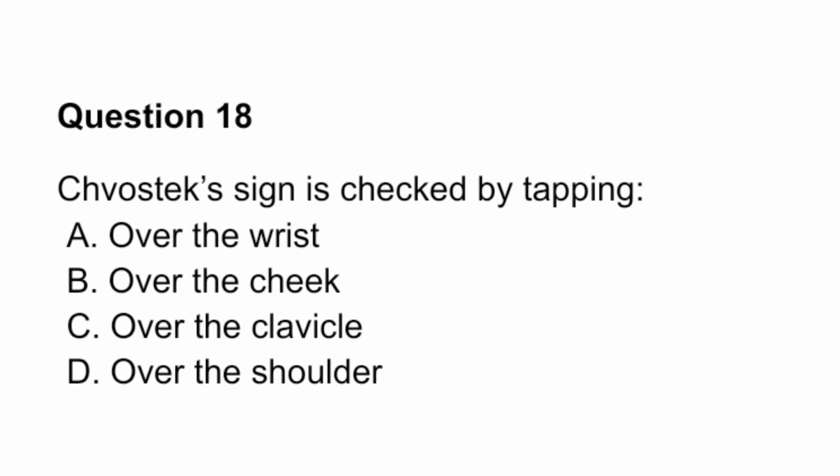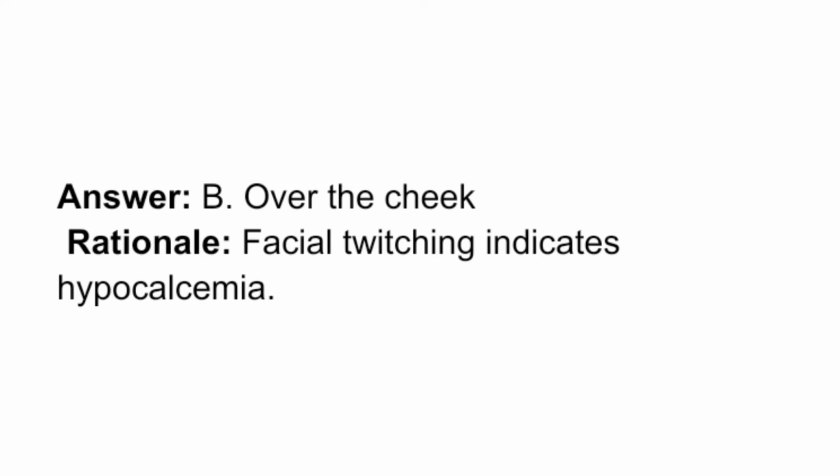Question 18. Chvostek's sign is checked by tapping A. Over the wrist. B. Over the cheek. C. Over the clavicle. D. Over the shoulder. Answer: B. Over the cheek. Rationale: Facial twitching indicates hypocalcemia.